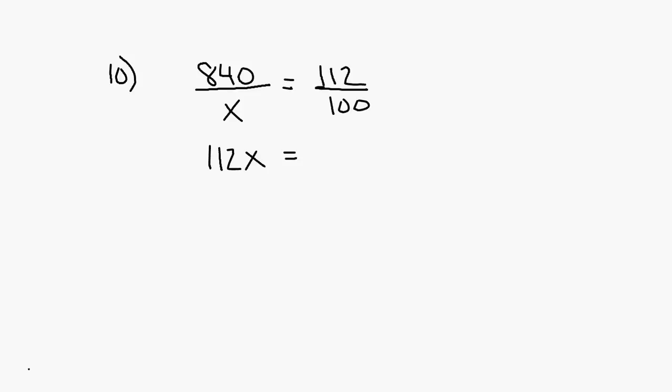Number 10, 112% of what number is 840? So your is 840. Your of is what you're trying to find. It's equal to your percent, which is 112 over 100. Crisscross multiply. 112x equals 840 times 100, 84,000. And if you divide each side by 112, then your x is equal to 750.